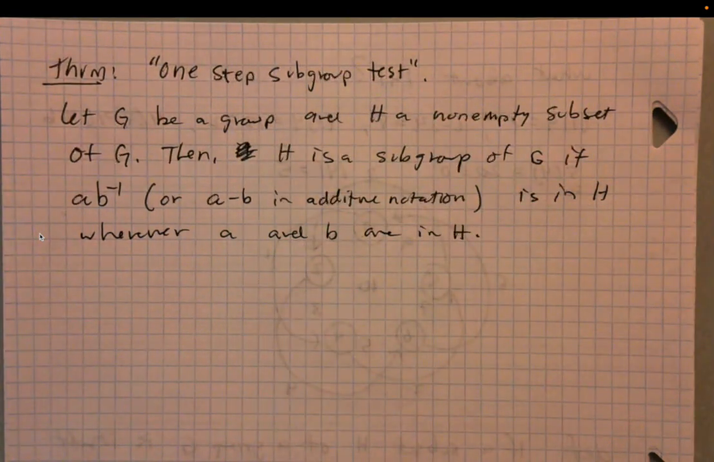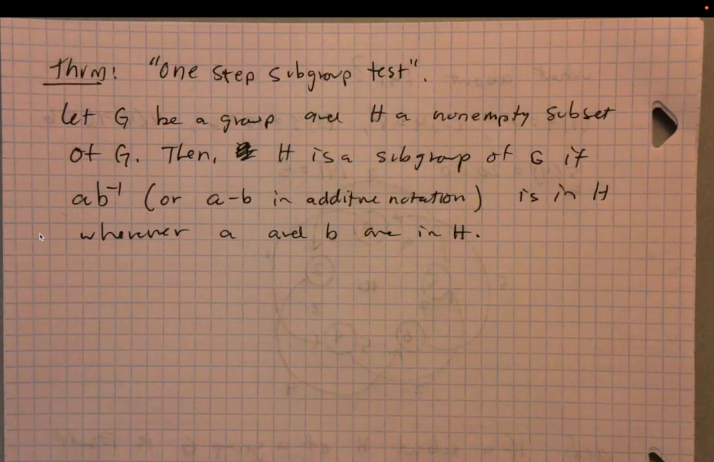Okay, so straightforward. It may not be obvious why this is true, but all this is saying is that if I have some subset of a group G, and I can show that whenever A and B are in the subset H, then the product A times B inverse, or A minus B in additive notation, is in the subset, then that subset is actually a subgroup.